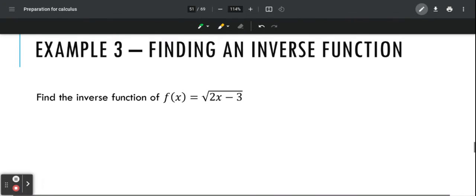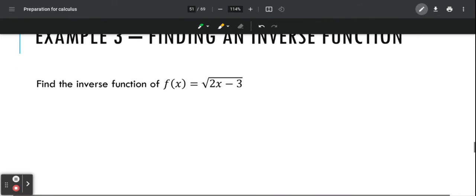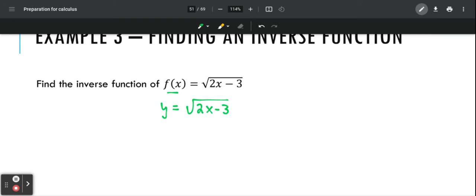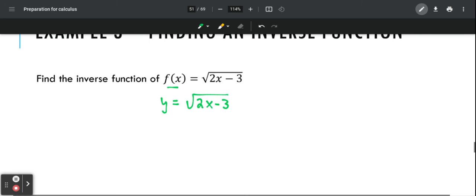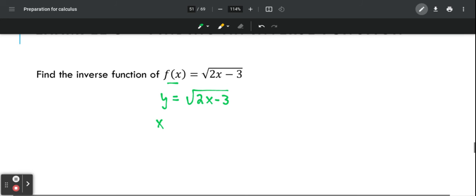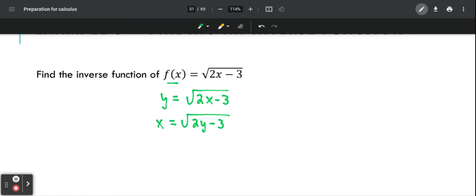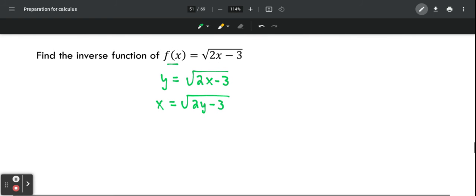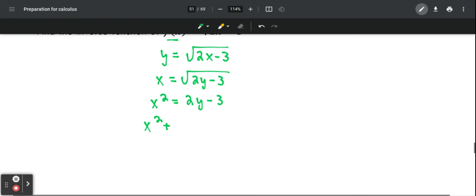So in this example, finding the inverse function, first we're going to change our f of x into a y. So y equals the square root of 2x minus 3. The book wants us to solve for x first. My guess is a lot of you will want to switch x and y. So let's switch x and y. So if we have x equals the square root of 2y minus 3, and then we're going to solve for y, you're going to have to square both sides. And so then we'd have x squared plus 3 divided by 2 would equal y.